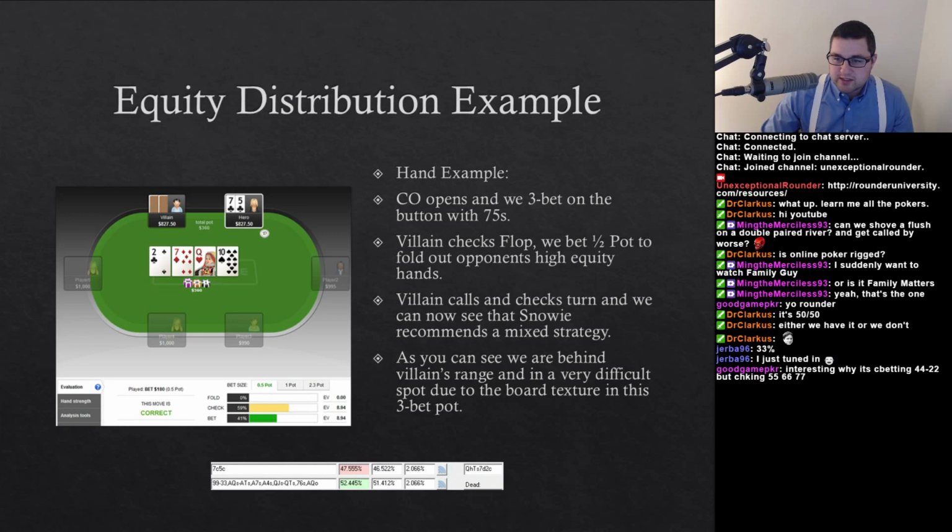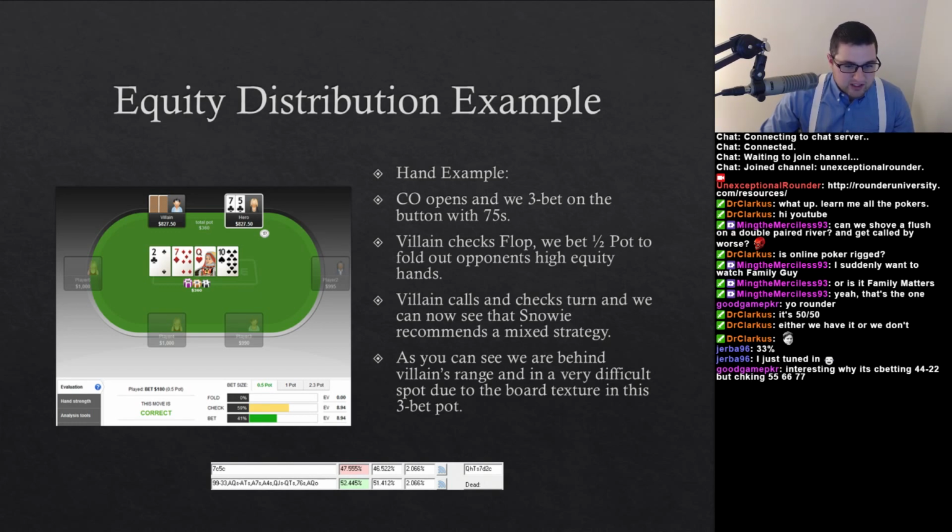So as you can see, we are behind villain's range in a very difficult spot due to the board texture in this 3-bet pot. So what happens next? The villain calls and checks the turn. We can now see that Snowy recommends a mixed strategy. So we still are plus EV. Again, we'll get to that on the next slide. But pretty much it means Snowy thinks we're going to make money overall on this hand.